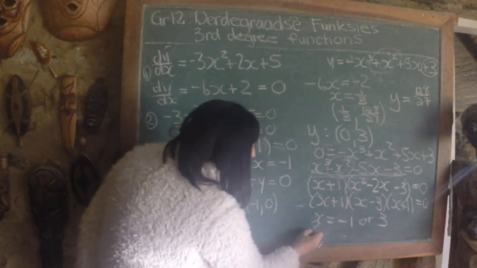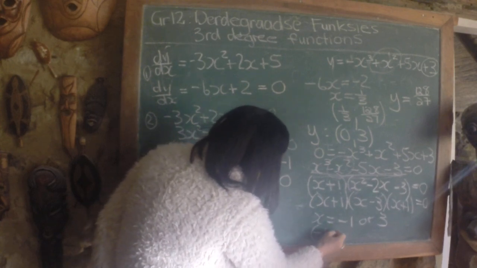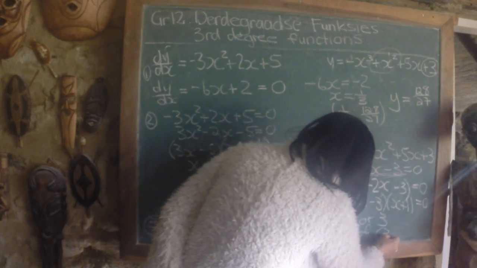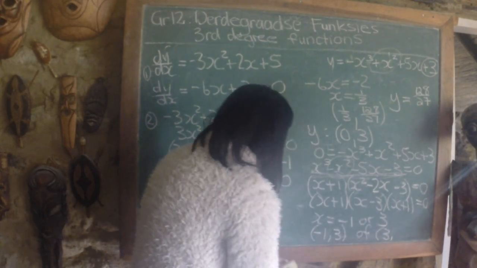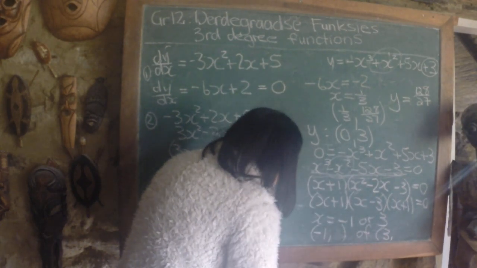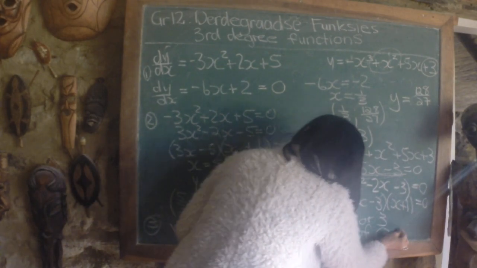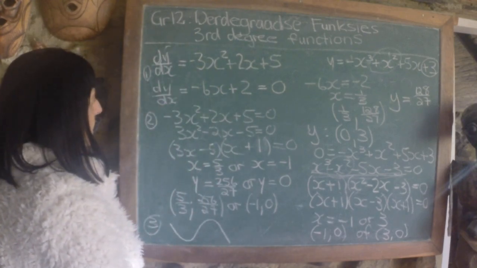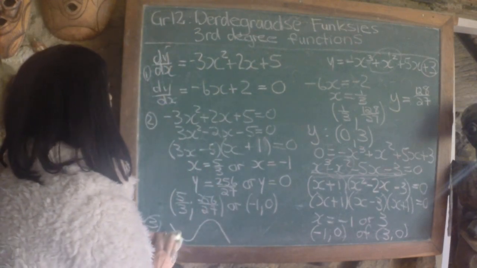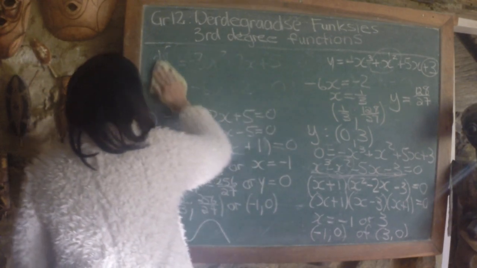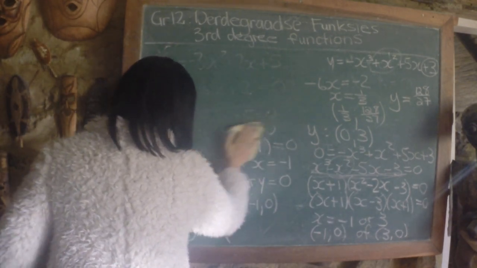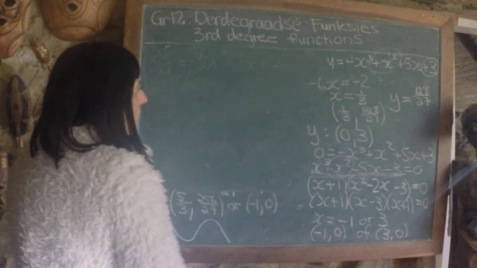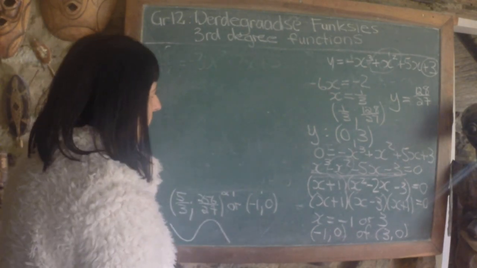So those are my x-intercepts: minus 1, 0 or 3, 0. That's my x-intercepts. Now I've got everything I need to draw my function. So let's quickly go and make some space, and we're going to put in all the values that we've got.